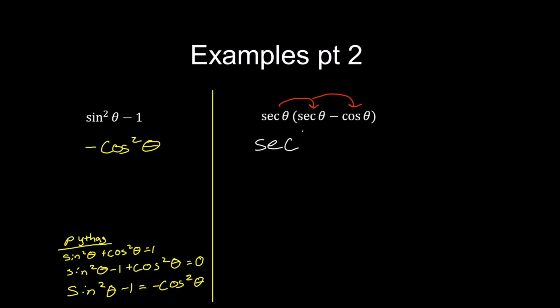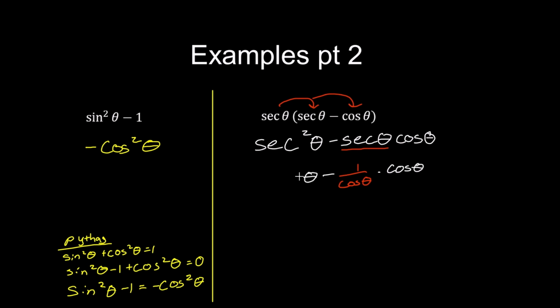Secant squared theta minus secant of theta times cosine of theta. Immediately, I get another alarm bell going off saying, oh, I see a squared trig function. I'm probably going to be able to use a Pythagorean identity at some point, but this is not a 1, and it's not a trig function squared. Or is it? If you remember, secant of theta is 1 over cosine of theta. So 1 over cosine of theta times cosine of theta.